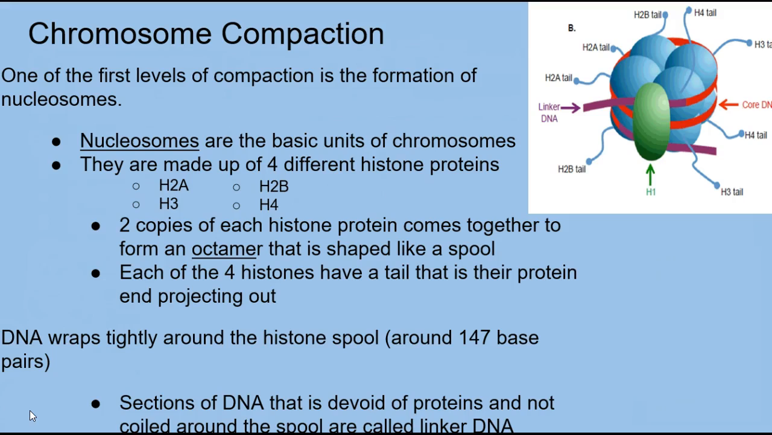And here you can get an overall idea of the spool shape of the nucleosome and how DNA is wrapped around in the middle. This is also a good example of histone tails that protrude out. A lot of images don't have the histone tails, so in further slides, just know that the histone tails are there, you just might not be able to see them.